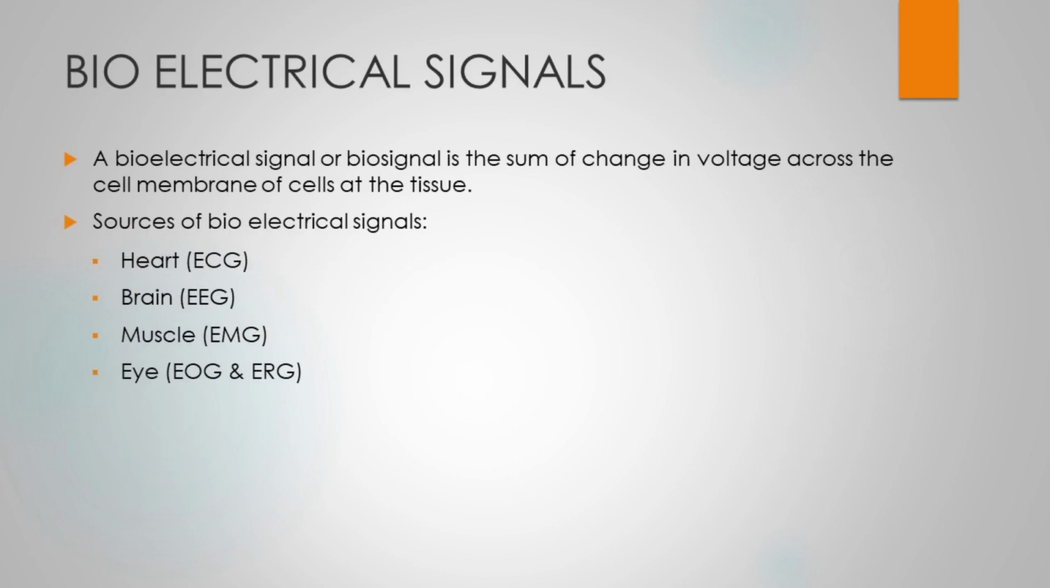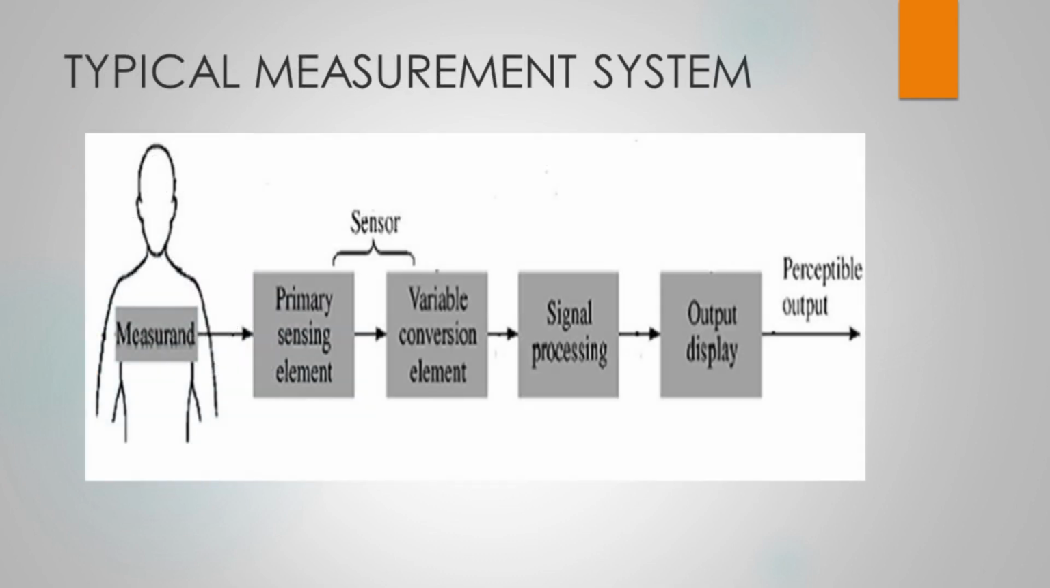Bioelectrical signal is the sum of change in voltage across the cell membrane. The sources of bioelectrical signals are heart, brain, muscles, and eyes. This is the typical setup for measuring any bioelectrical signal. For measuring biological signals, highly sensitive and accurate devices are used.